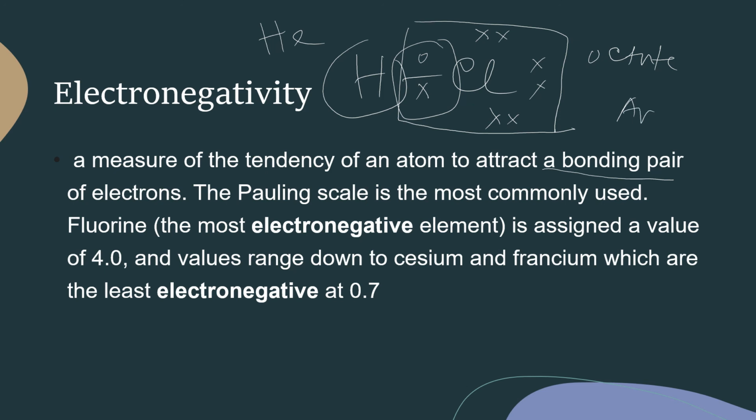Then the electronegativity scale was proposed by the scientist named Pauling. The most electronegative element is fluorine, or F. The value on the Pauling scale is 4.0. Francium is the most electropositive element, or the least electronegative element. Its Pauling scale value is 0.7.